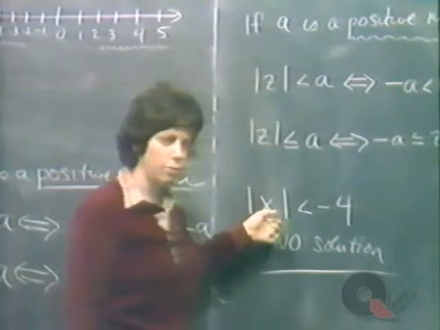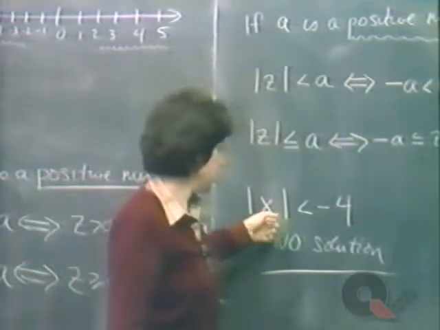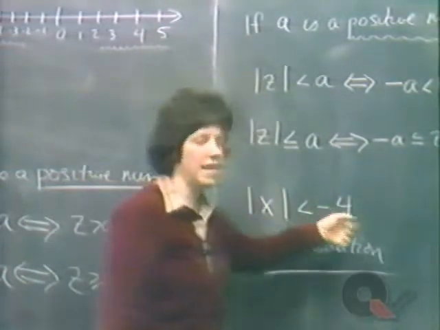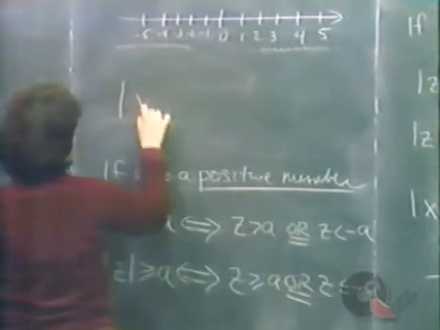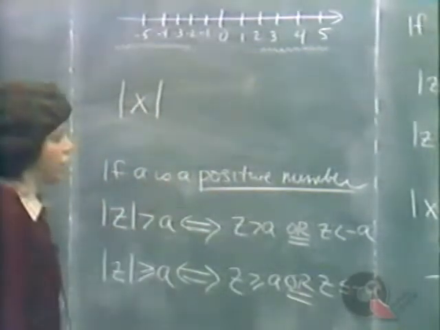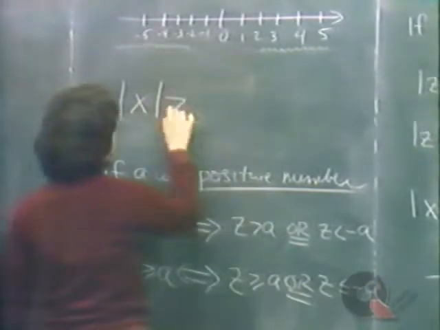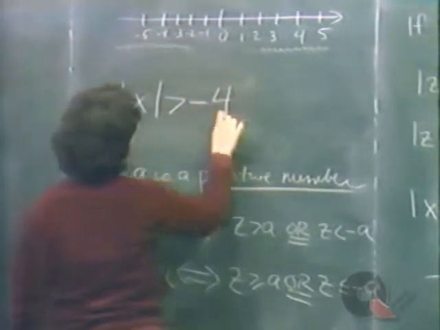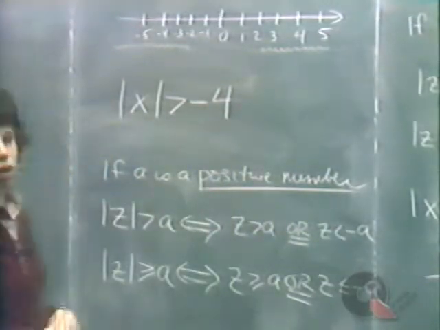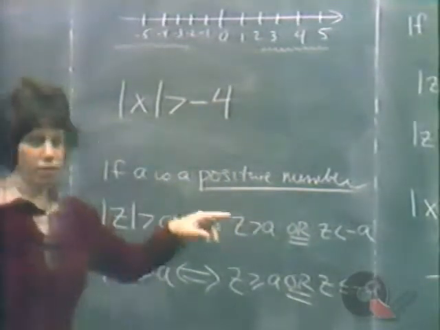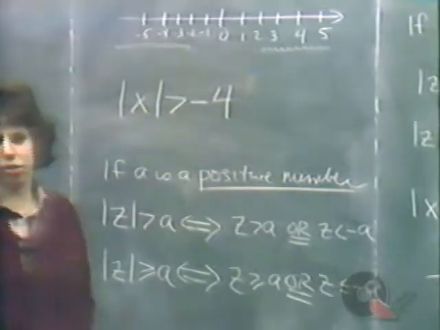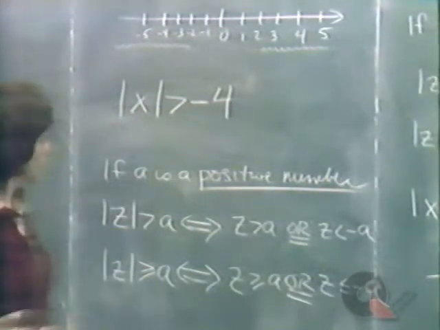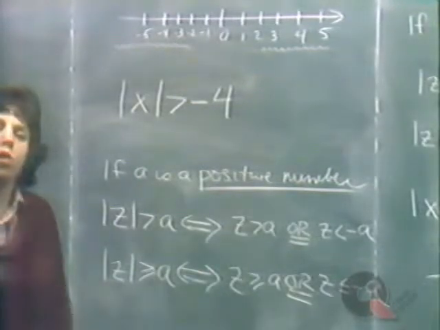The absolute value of a number was always 0 or positive. It could never be negative. It certainly couldn't be less than a negative number. Now let's look at a greater than inequality involving a negative right-hand side. The absolute value of x, say, greater than minus 4. We want to find all values of x that you can substitute in here so that the absolute value of the number will be greater than minus 4. Well, what numbers work? The answer is all numbers work.